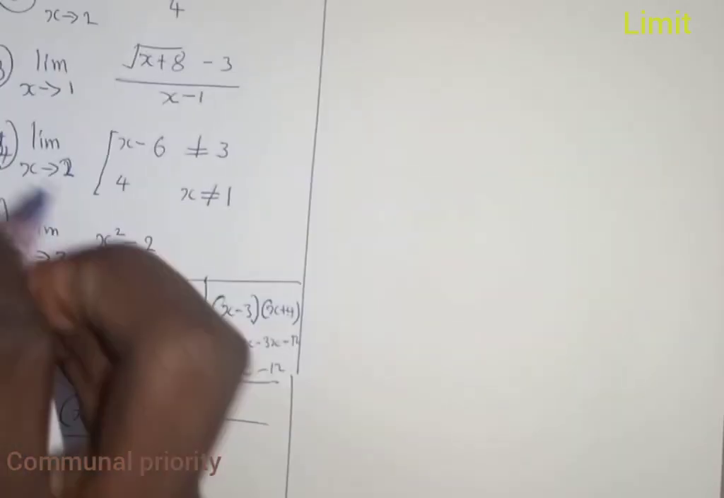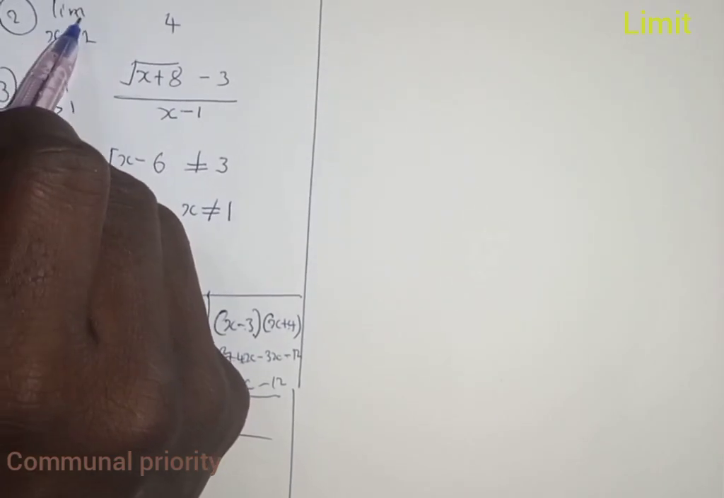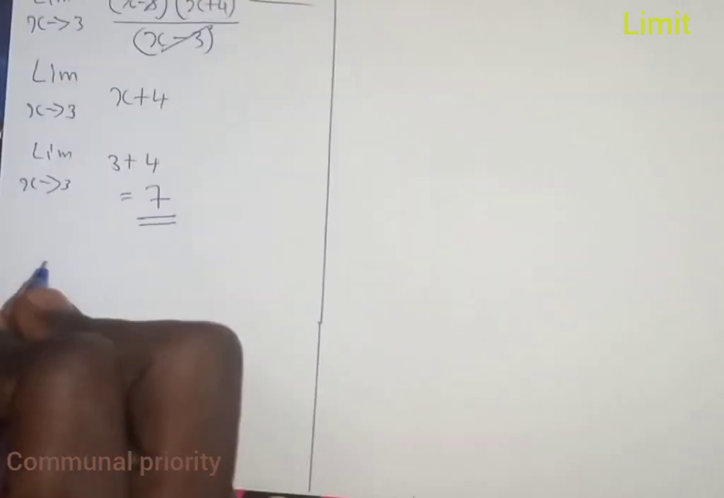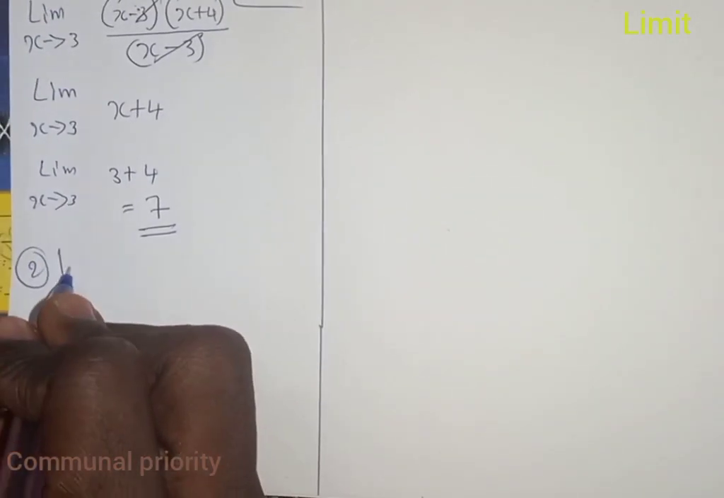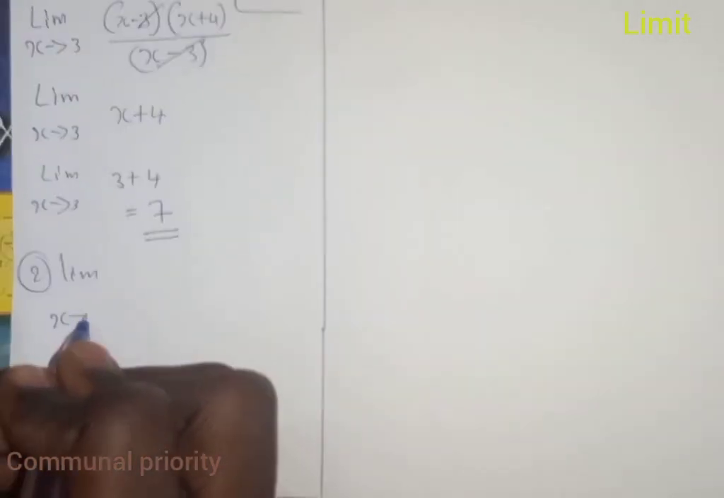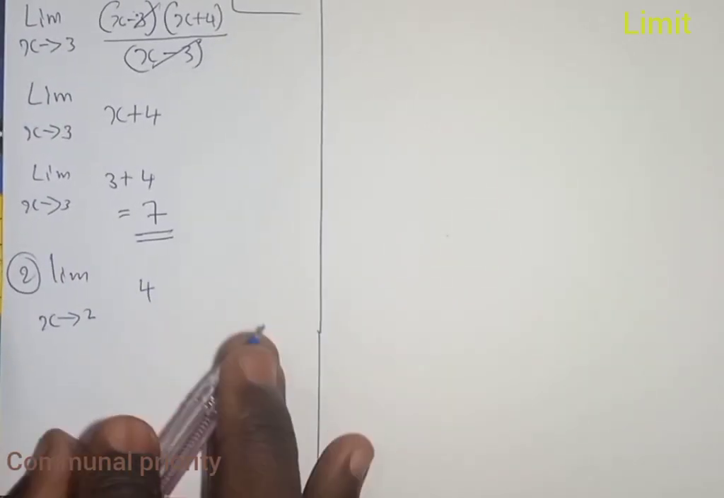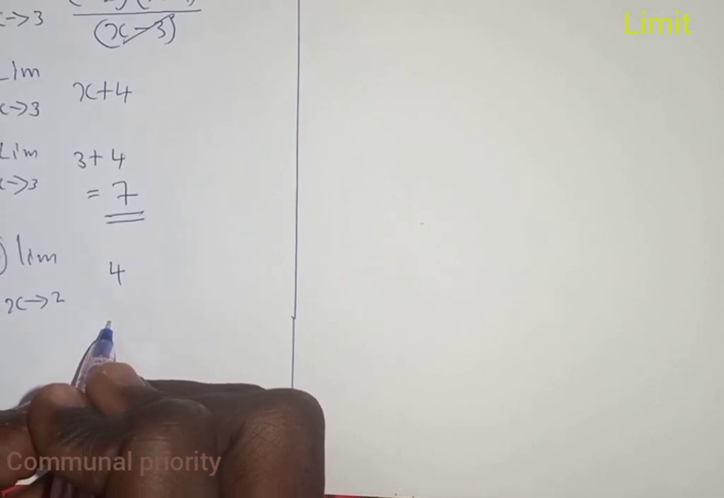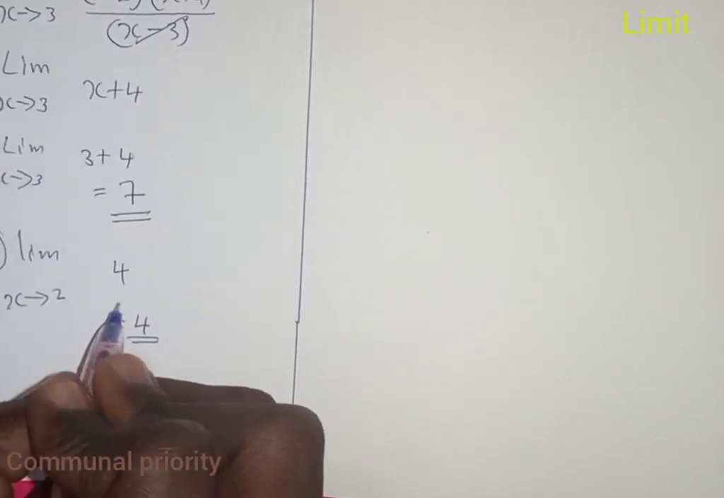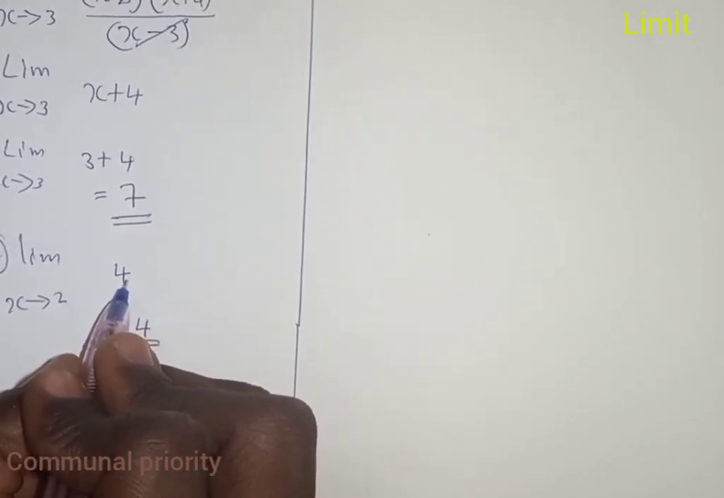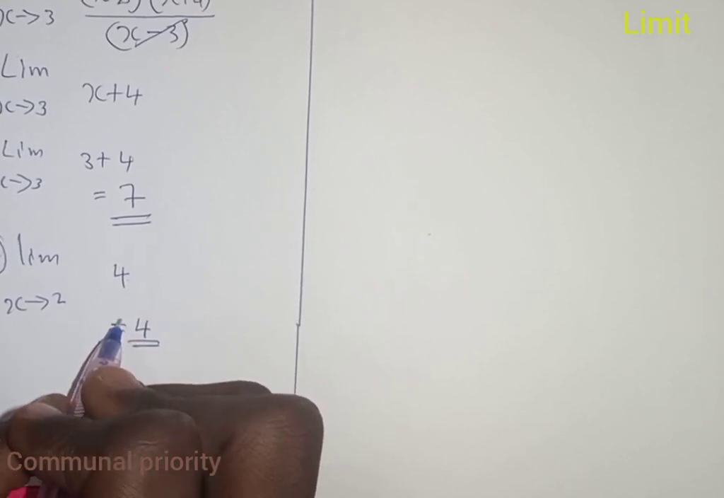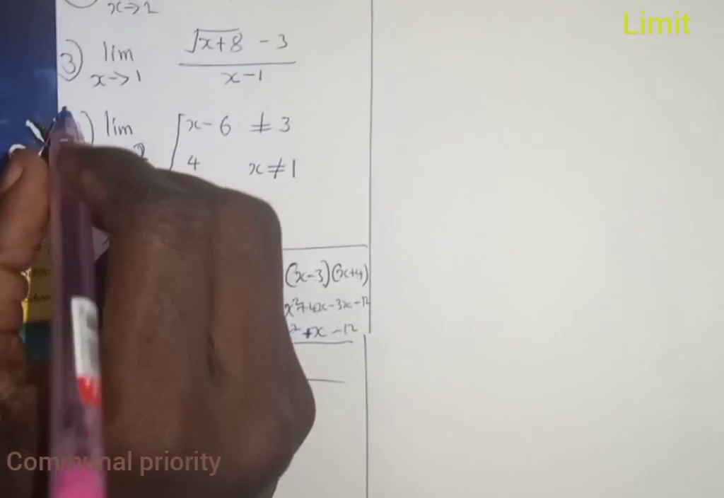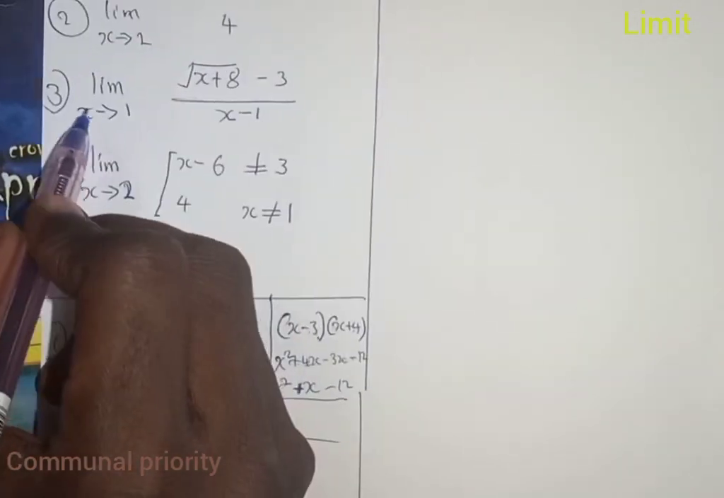Now we are moving to question number 2, which says limit as x approaches 2 of 4. The 4 here is a constant. There is no x attached to the 4, so your final answer will be 4 directly. If there's no x attached to your number, you have no value to substitute. Therefore your final answer is 4.